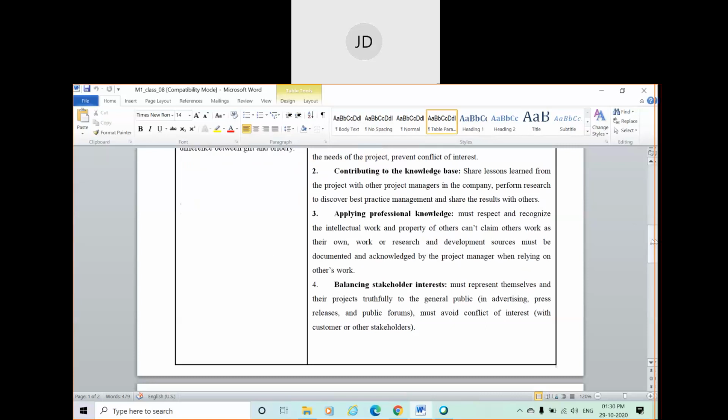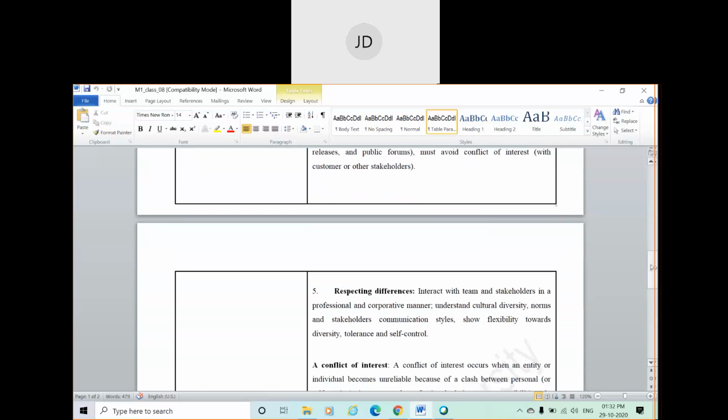Next, balancing stakeholders' interest. It is almost the most important term. You should respect the interest of the client or stakeholders. A professional must represent themselves and their project truthfully to the general public, whether in advertising, a press release, or public forums, and must avoid conflict of interest with customers and other stakeholders. That means you should maintain a good relation with customers and other stakeholders, and it will come by behaving as a loyal professional engineer. While following professional ethics, there should not be any conflict of interest in a project. You should respect the interests of stakeholders.